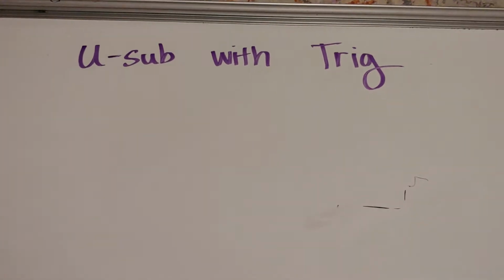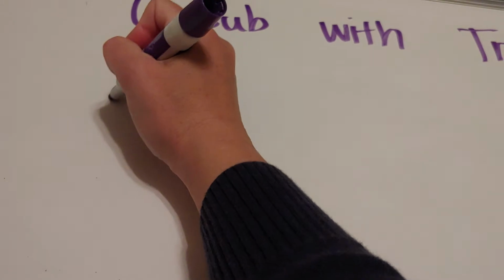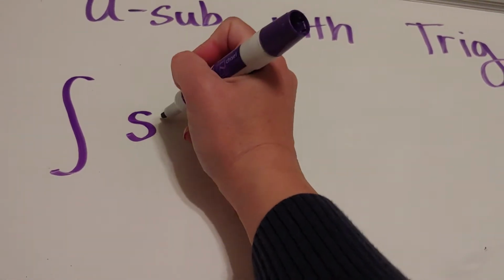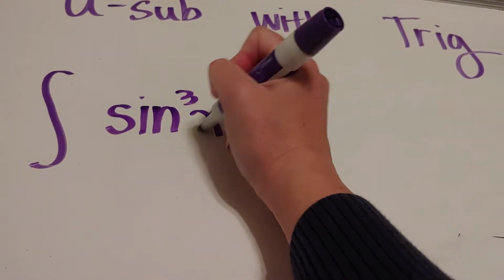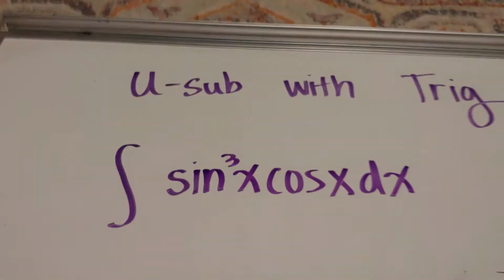In this video, we're going to look at u-substitution using trig. So I'm going to do a couple of different examples. Let's say I had the sine cubed of x times cosine x. That one looks pretty good.